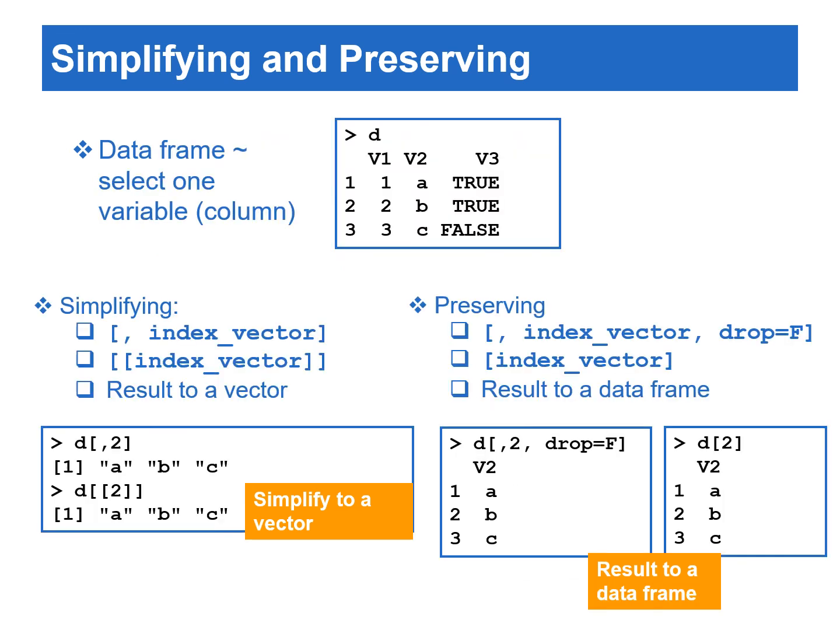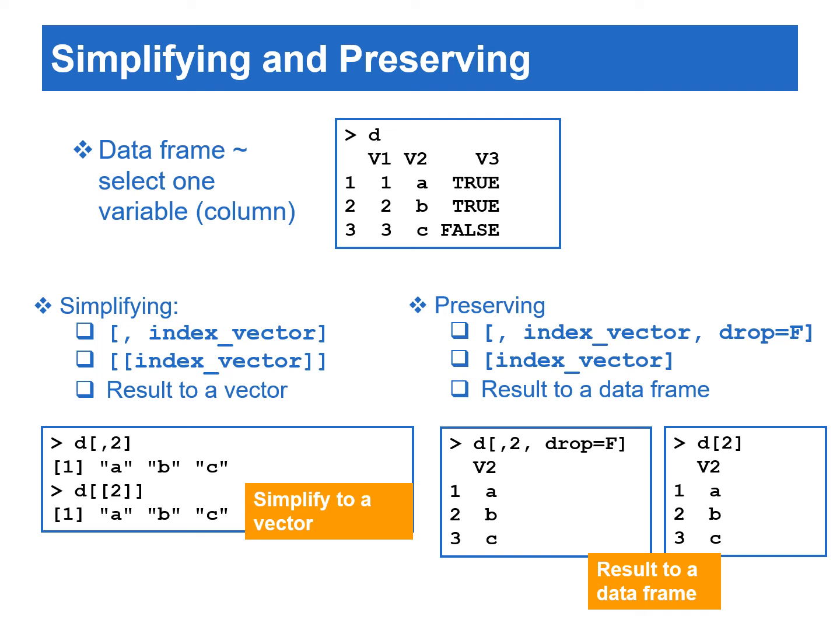Simplifying and preserving subsettings for a data frame only apply to selecting one column from a data frame. The example on the left selects the second column from the data frame D. Both commands are simplifying subsetting. The first example specifies 2 at the second position, and leaves the first position empty. The second example uses double square brackets to select the second column. Both methods return a character vector.